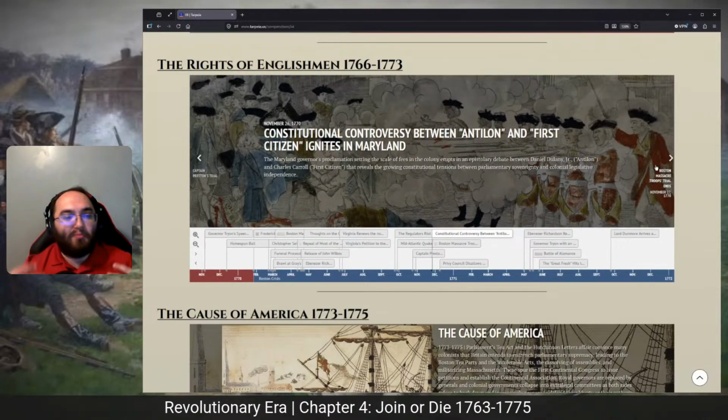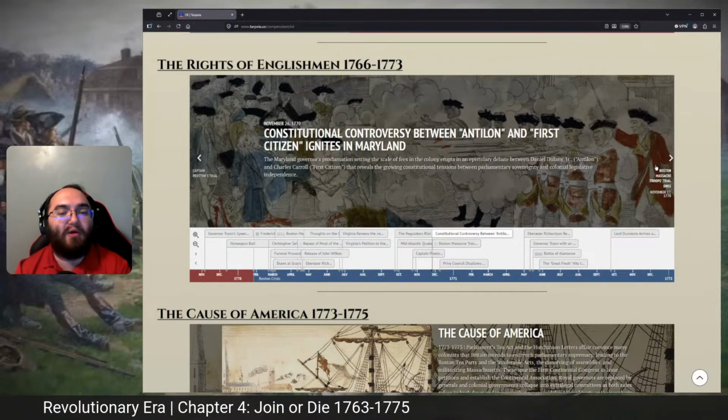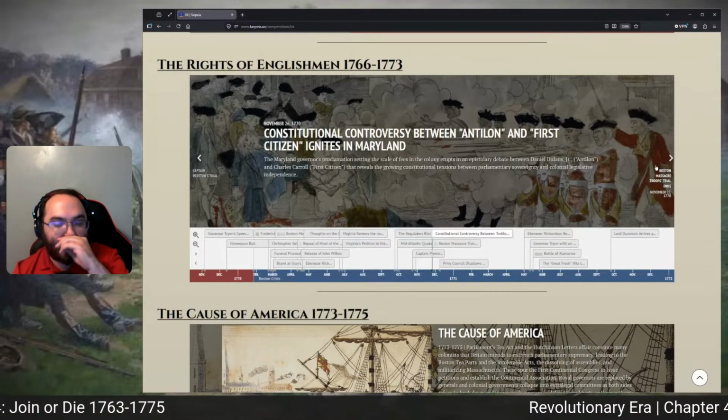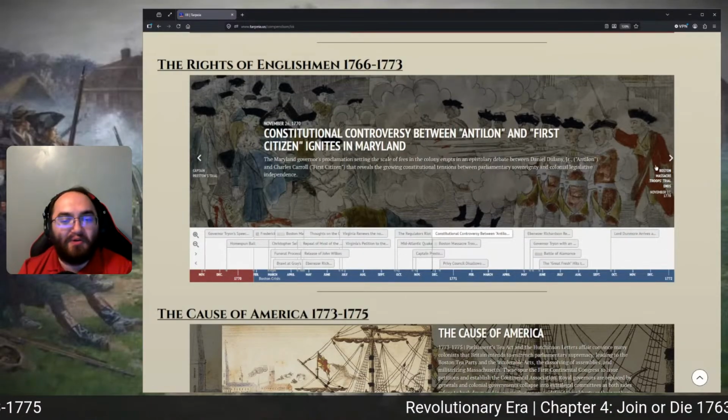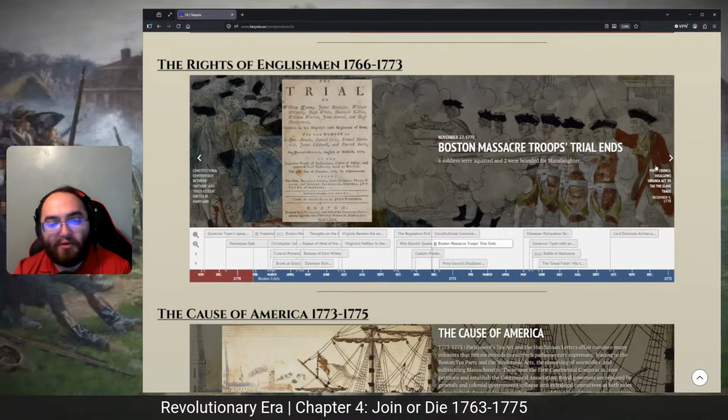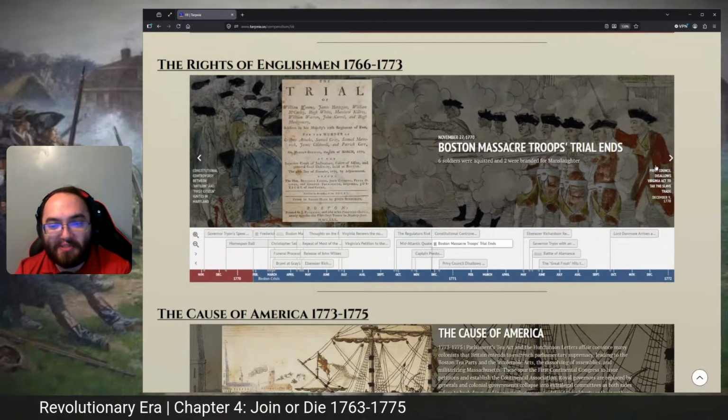So you have these political debates going on in the form of essays being published in newspapers, which is always fun to read. And I encourage you guys to read all these primary source documents.